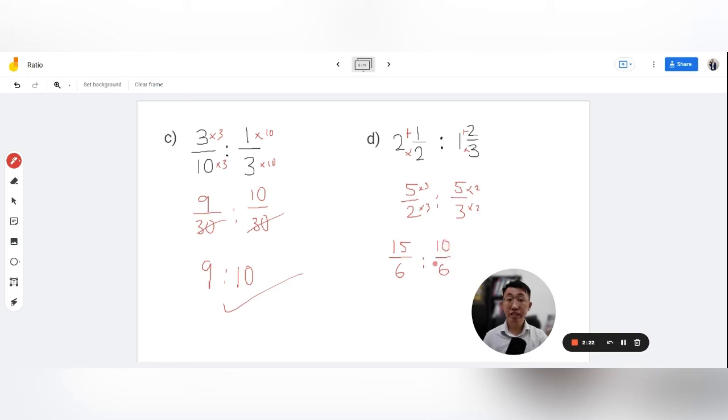Now, the denominator is the same already. You can actually ignore them and change the question to 15 ratio to 10. Now, don't forget to check whether it can simplify. Now, I noticed that both of them can be further simplified by dividing by 5. So, 15 divided by 5 will get you 3. 10 divided by 5 will get you 2. Okay, and that will be the final answer. Alright, so 3 ratio to 2.